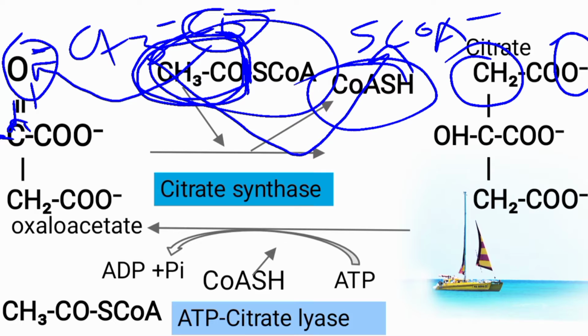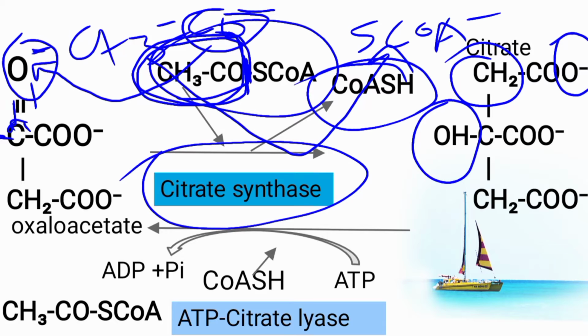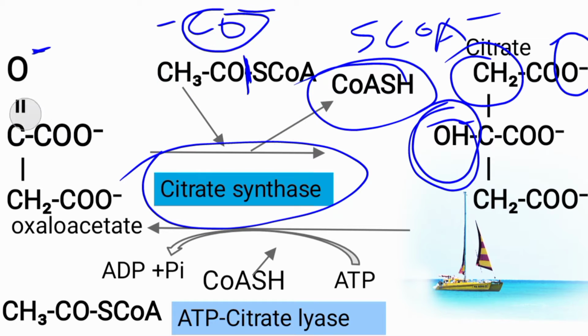So this enzyme, citrate synthase, I told you there's some nucleophilic reaction involved in this. So it will add OH. If it adds OH, the OH will take the electron of this carbon. You get it? So the OH will take the electron of this carbon.